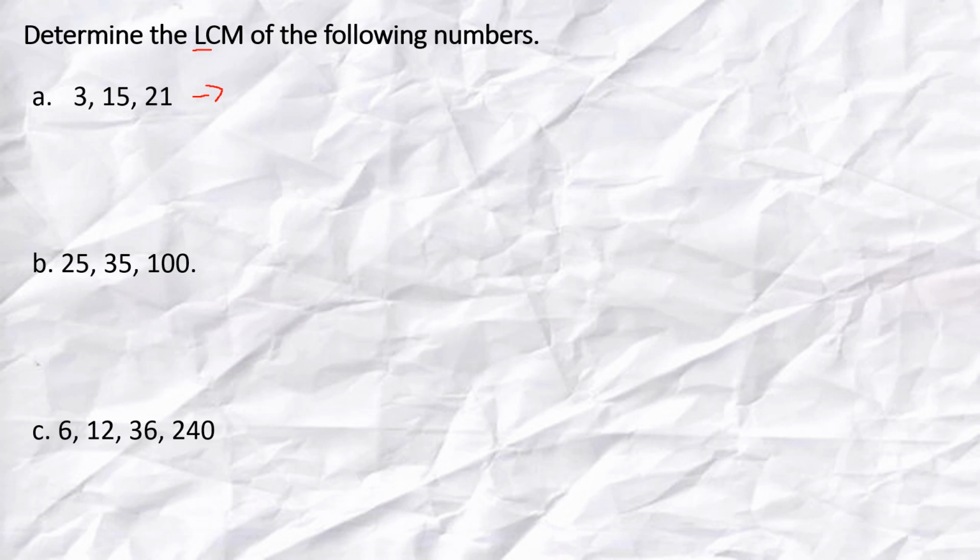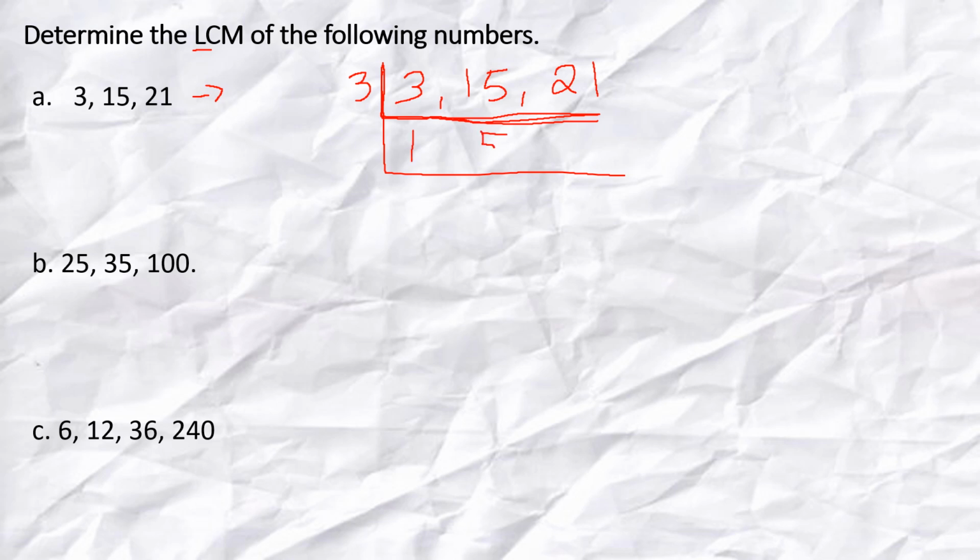So we have the numbers here 3, 15, and 21. So again, take note to use a prime number in dividing our numbers using continuous division. So the number here that can be used to divide the numbers 3, 15, and 21 is the number 3. This number 3 is the common factor of each number. So 3 divided by 3 is 1, 15 divided by 3 is 5, 21 divided by 3 is 7.